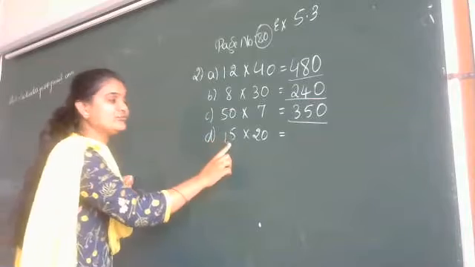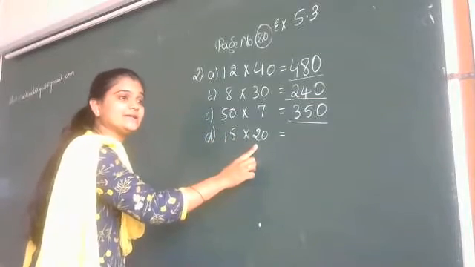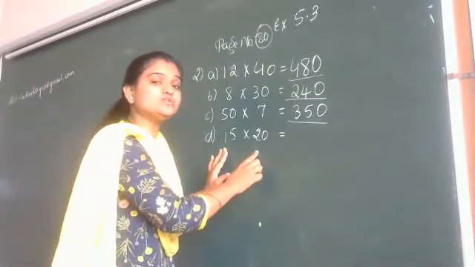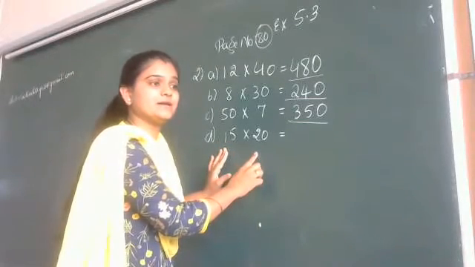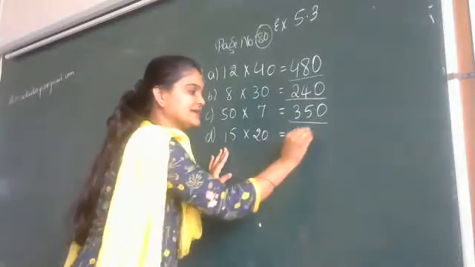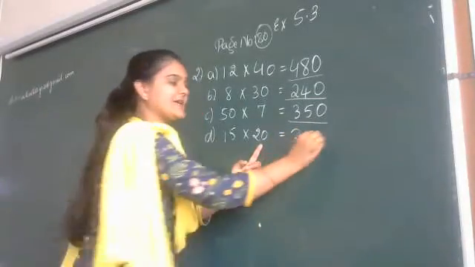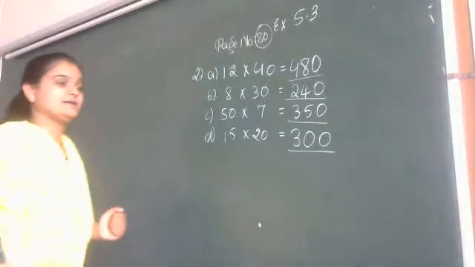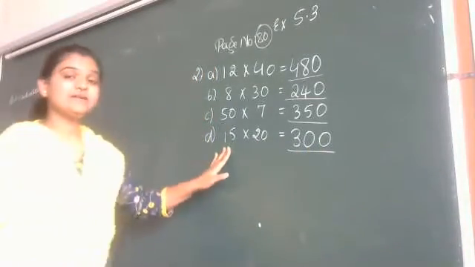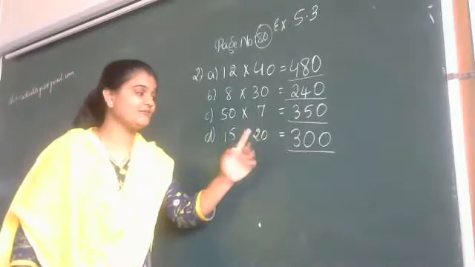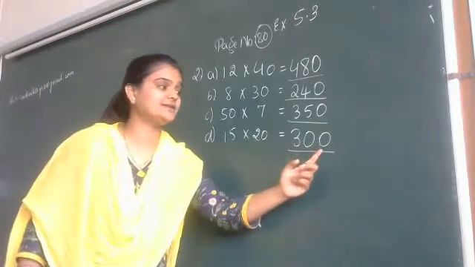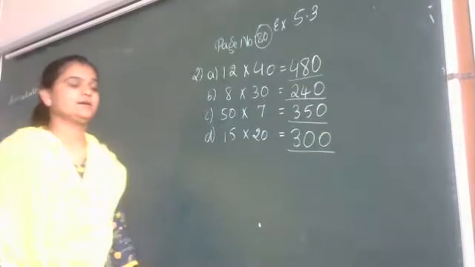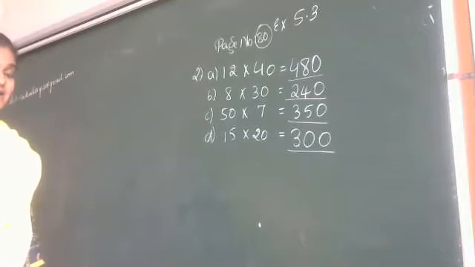Now, 15 into 20. 15 twos are 30. Yes, 30 and 0 will be kept as it is. Is it clear to everyone? If it is only 2, then it is 30. We have 20, so the 0 will be written in the ones place after multiplication. Is it clear to everyone? Any doubts?